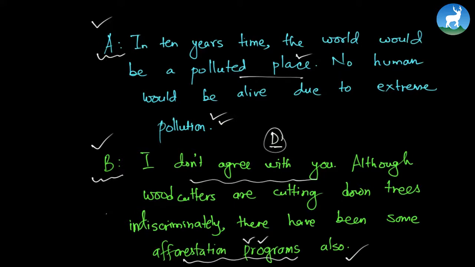Now, what did B do? B used some of the disagreeing structures. Structures like, I don't agree with that. I don't agree with you. I don't think that's correct. Or structures like, I don't agree, I totally disagree. Absolutely not. That's not right. I'm not sure about that. So B used some structures of disagreement. So we used some of the structures of agreement and disagreement.